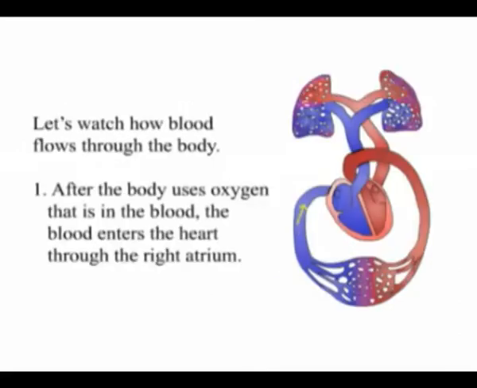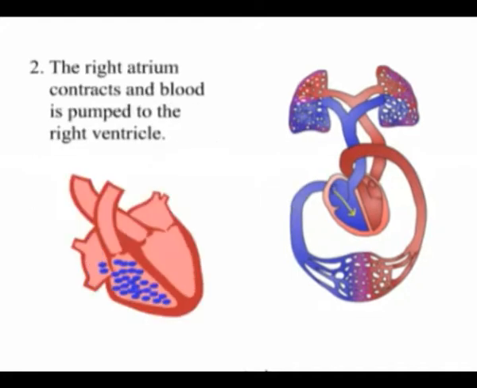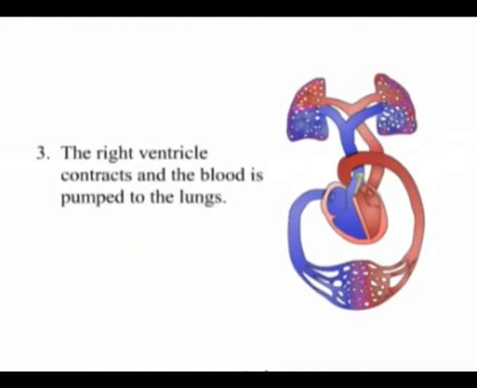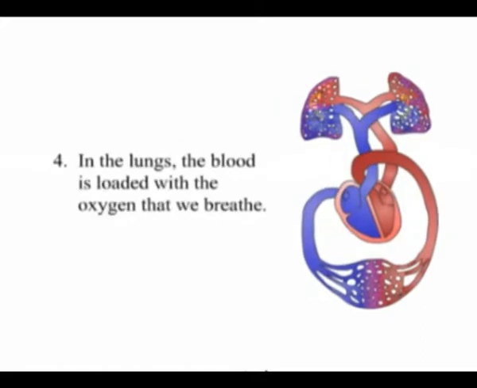Let's watch how blood flows through the body. After the body uses oxygen, the blood enters the heart through the right atrium. The right atrium contracts and blood is pumped to the right ventricle. The right ventricle contracts and the blood is pumped to the lungs. In the lungs, the blood is loaded with the oxygen that we breathe.